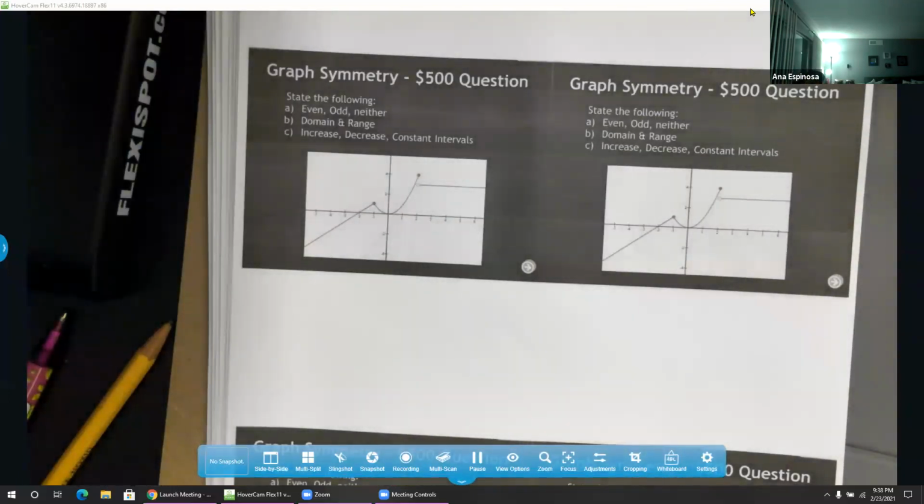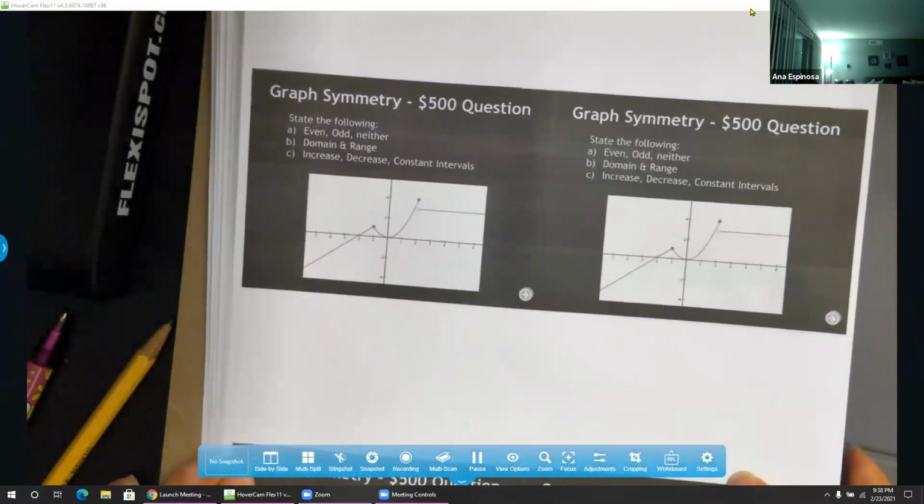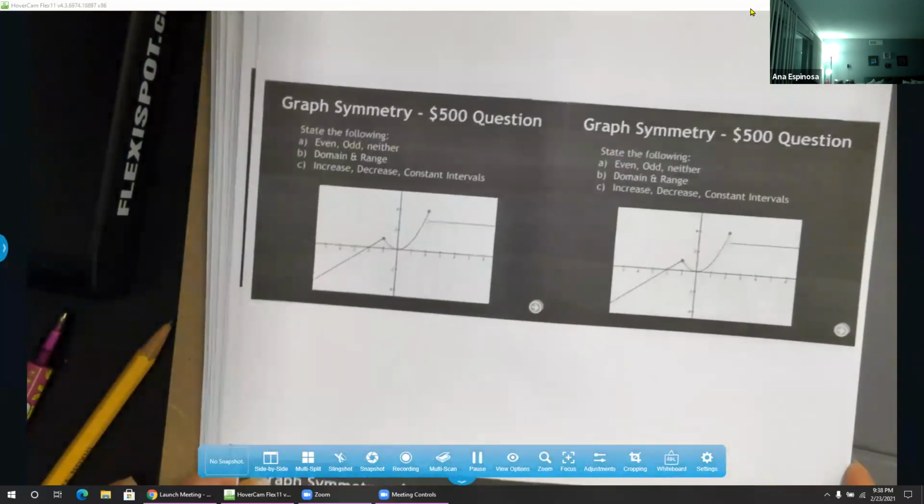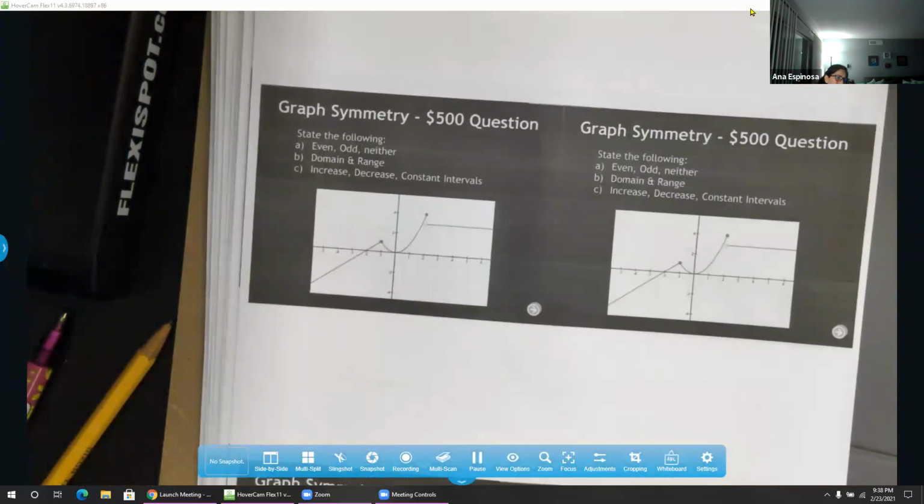Okay. All right, the next one would be state the following: even, odd, or neither. Find the domain and the range, increase, decrease. This is what we went over today.